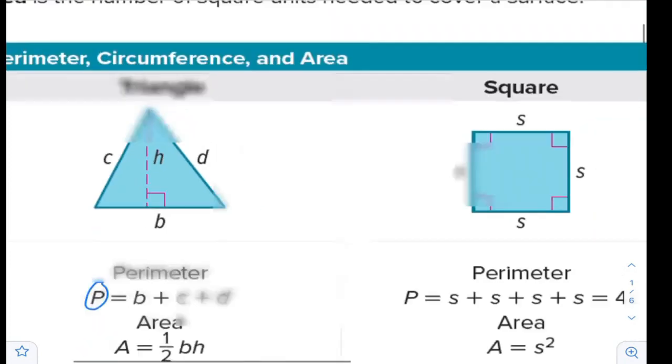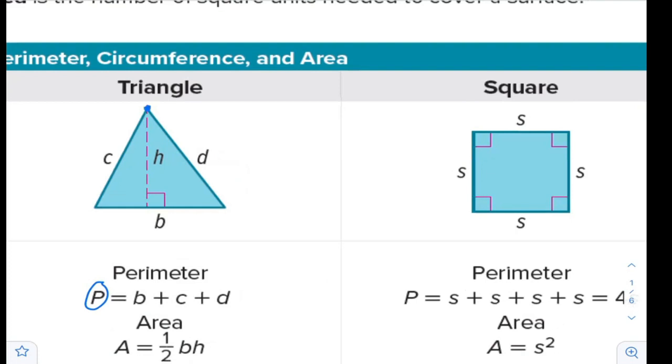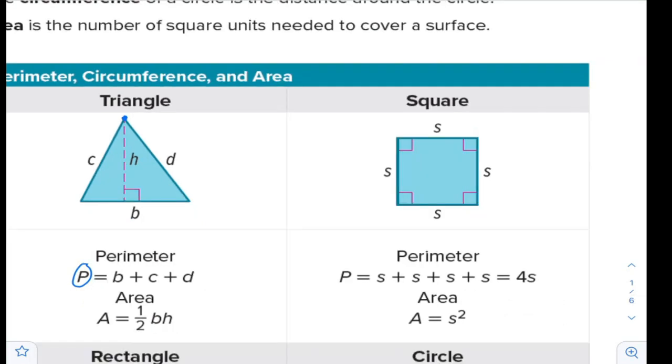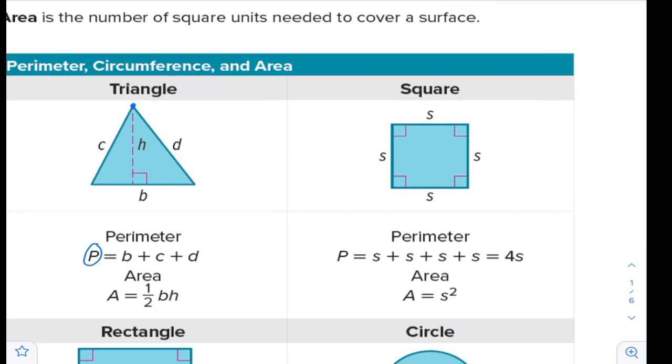The height usually الارتفاع is the segment coming from the vertex perpendicular to the base. بيعمل زاوية قائمة مع القاعدة as you all see here. So this is the triangle and this is the perimeter.